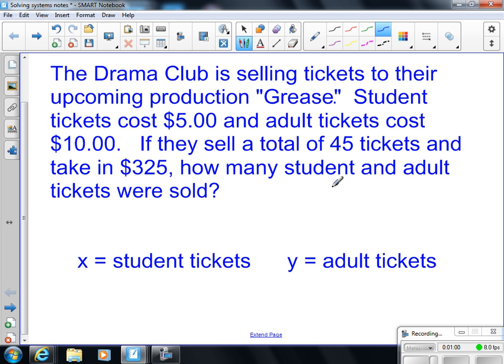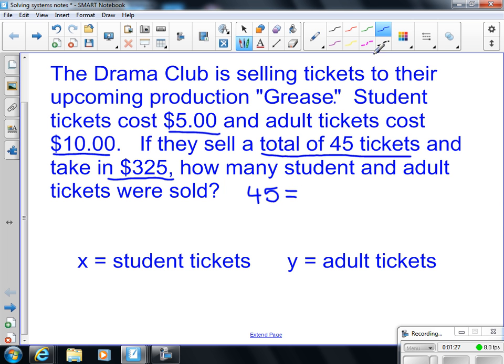What did they give you up here? They give you the cost of a student ticket, the cost of an adult ticket, a total number of tickets, and a total amount of money you took in. So can you see that you're actually given two totals? Do you see that? When we have two totals, then you're looking at two different ways that we can solve this. Let's look first at a total of 45 tickets.